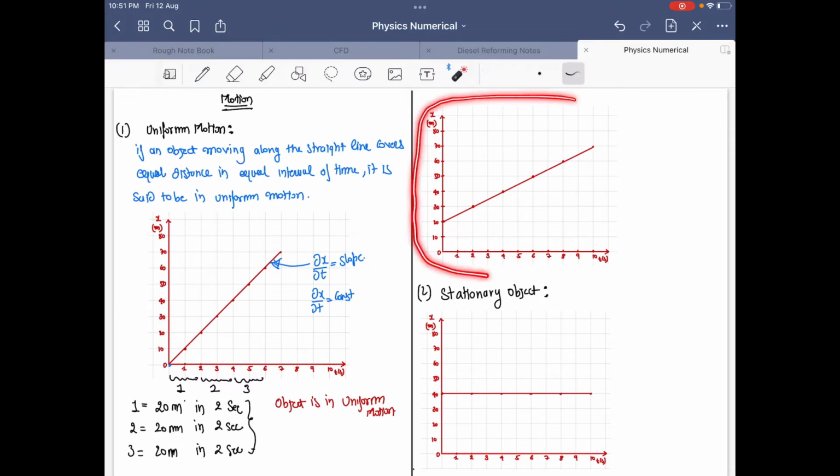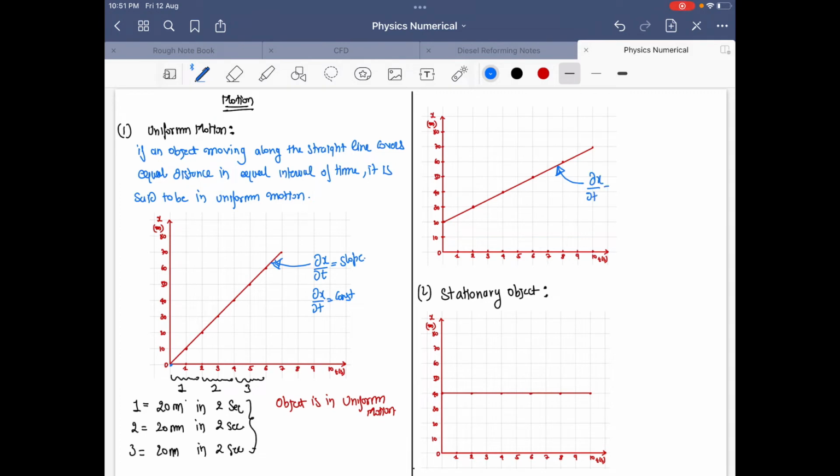Now we will see this case. In this case you can also observe by looking at the graph, you can directly say that since the slope of an object moving some distance with respect to time is constant, that is dx by dt is constant, the object moving with this behavior of graph has a uniform speed.